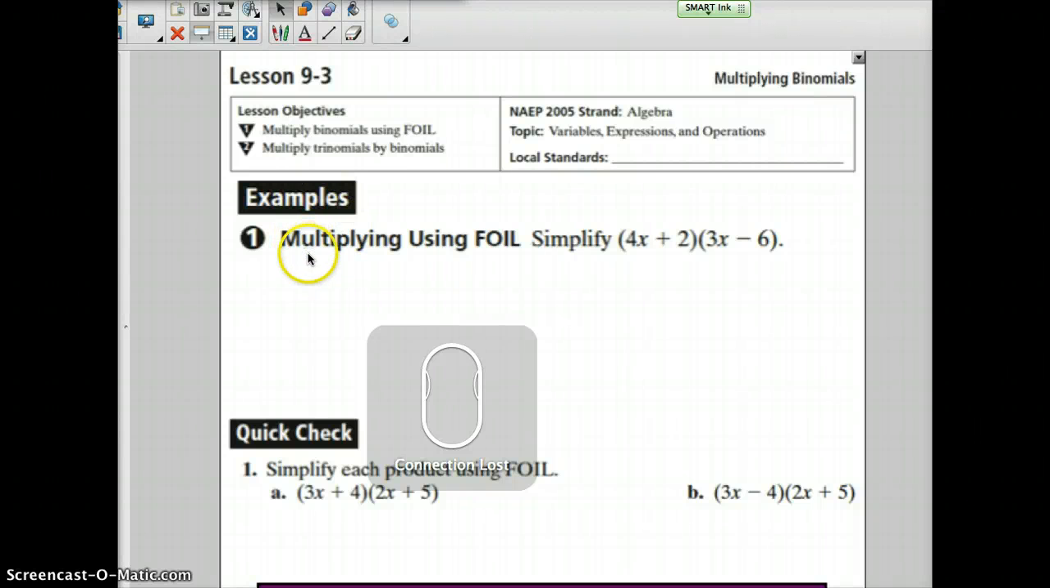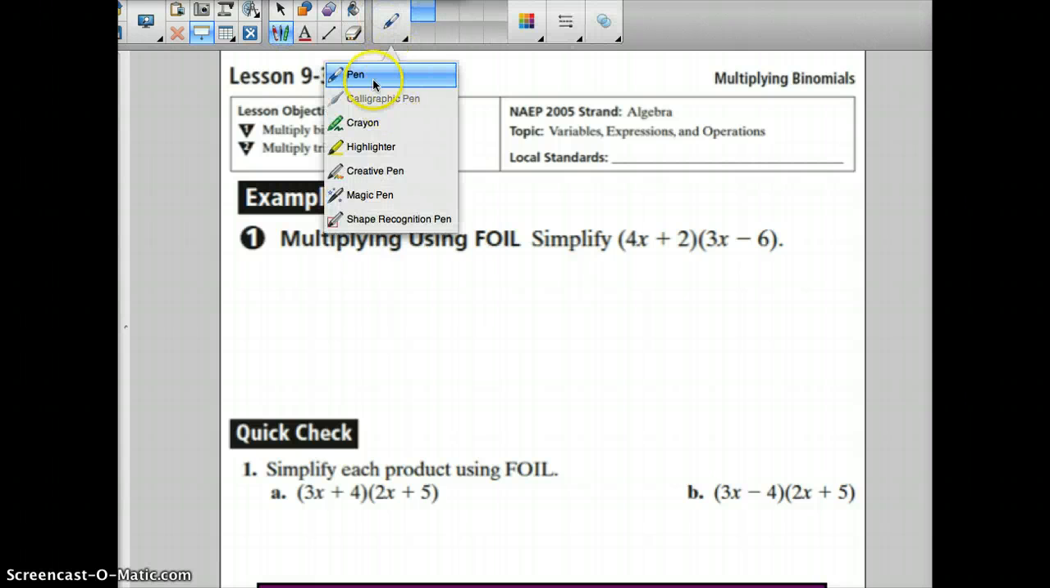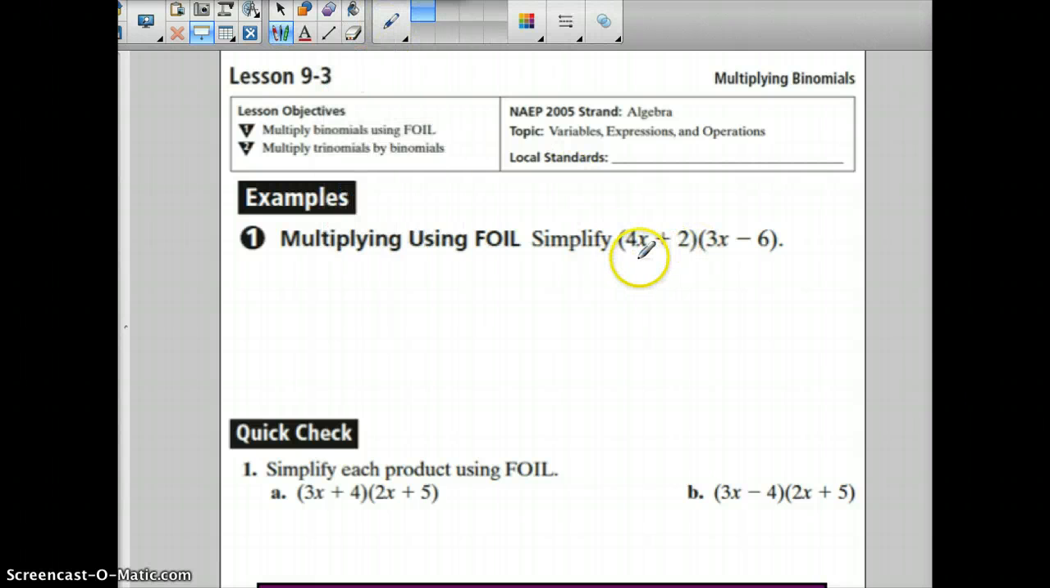Welcome to lesson 9.3. We're multiplying binomials using FOIL, and then we're multiplying trinomials by binomials. Remember, a binomial is two terms, okay? And so we're taking a binomial times a binomial. FOIL is an acronym we use to remind us to multiply each of the terms in the first binomial by each of the terms in the second binomial.